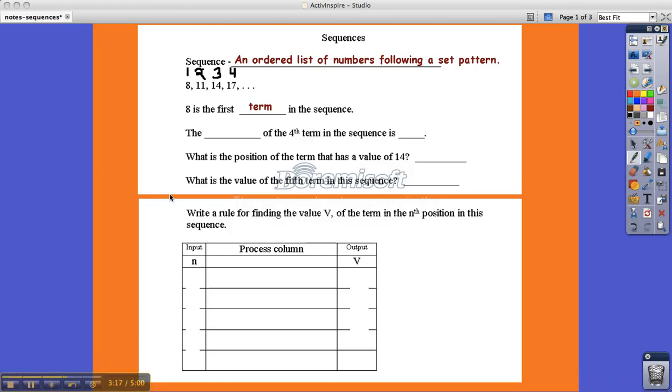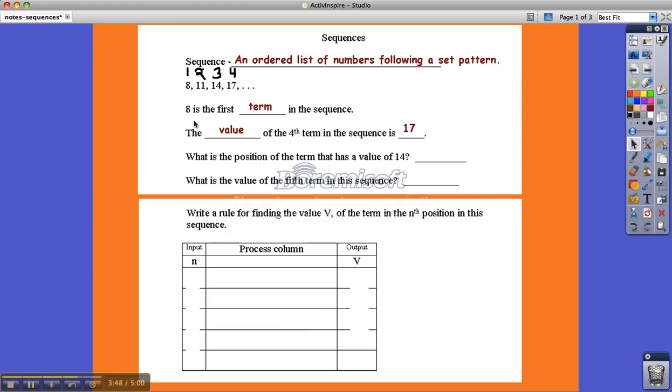Awesome. The next thing we need to talk about is the numbers we're getting out, what they're called. So our next vocabulary word is the value that we're getting out. So we're going to ask, the value of the fourth term in the sequence is what? So we're going to look up here. We have the first term, second term, third term, fourth term. The value of the fourth term is 17.